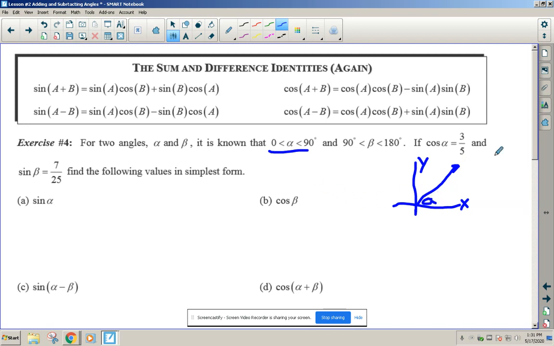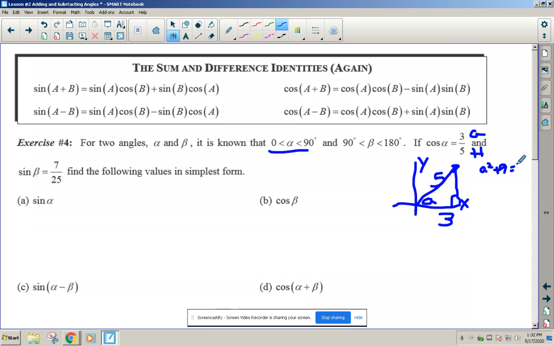Now, they're telling me about alpha in terms of cosine. This alpha angle has an adjacent of 3 and a hypotenuse of 5. So if I drop my altitude, my base is 3, adjacent is 3, and my hypotenuse is 5. And now, Pythagorean Theorem. I don't know the altitude yet, so a squared plus the base squared, which I'm going to go straight to 9, equals the hypotenuse squared, which would be 25.